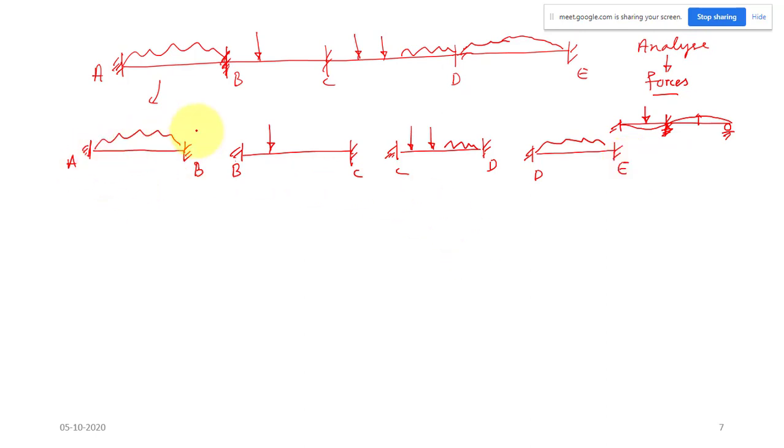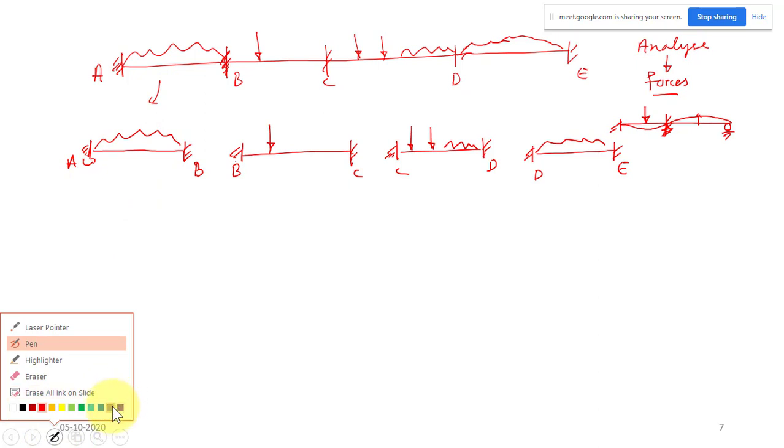So finally we will be analyzing only this one. Then analyze the primary structure with external load, which means we are going to analyze a fixed beam with the given loading. So you can find out the fixed end moments. That is not a difficult thing.